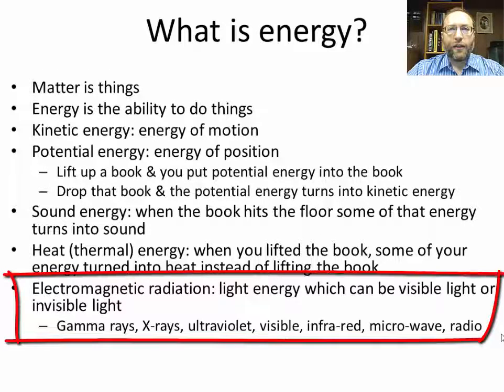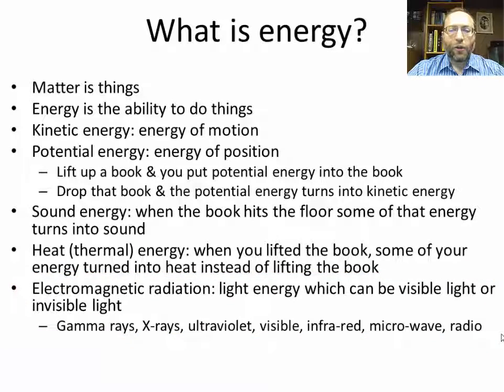Another kind of energy is electromagnetic radiation. This is basically light energy. It can be visible light, which is a very small portion of electromagnetic energy, or invisible light. And here's the list of different types of electromagnetic radiation, different types of lights. This is going from most energetic to least energetic, going from gamma rays to X-rays to ultraviolet to visible to infrared to microwave and to radio.